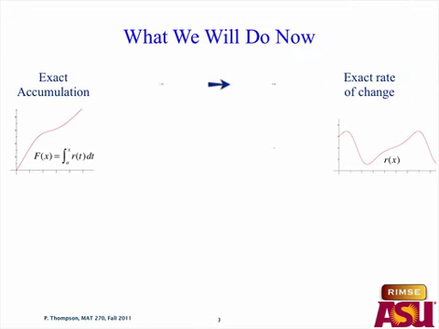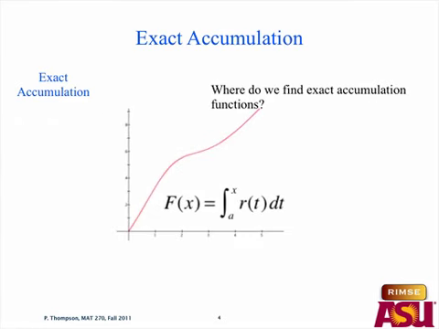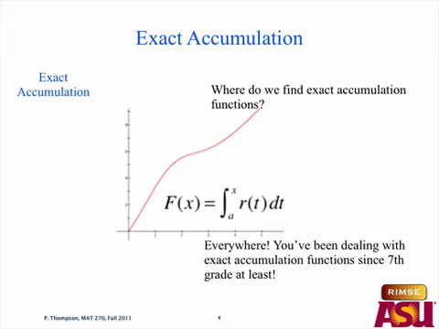And then, same thing. So we want the fast track, right? Given exact accumulation, we want to write down what the exact rate of change is. So if we're starting with an exact accumulation function now, where do those come from? What are those? Where do we find exact accumulation functions? Those are our starting point. Well, you've been working with them your whole math career.